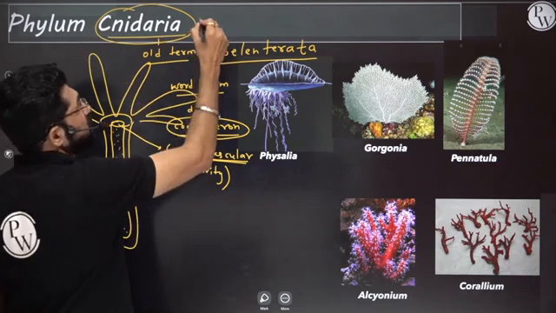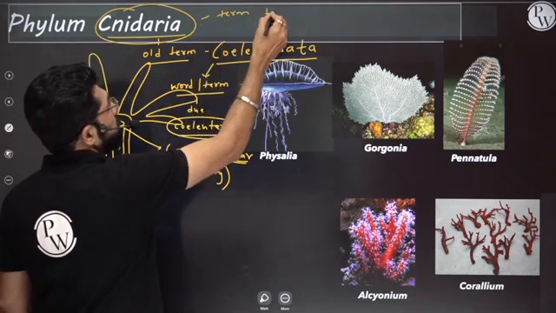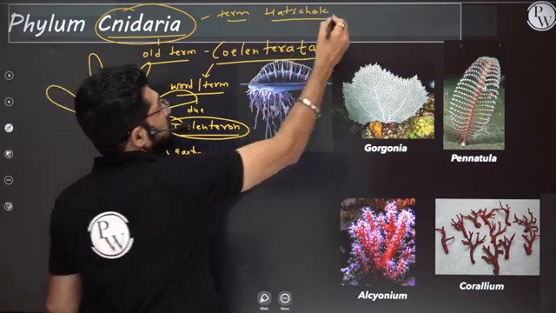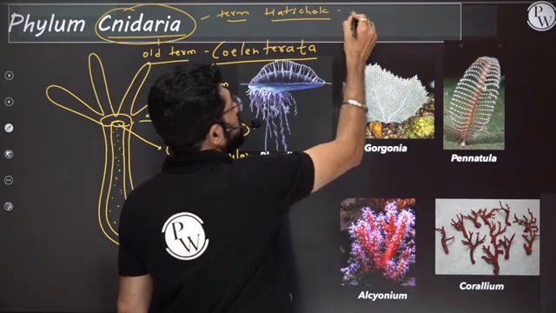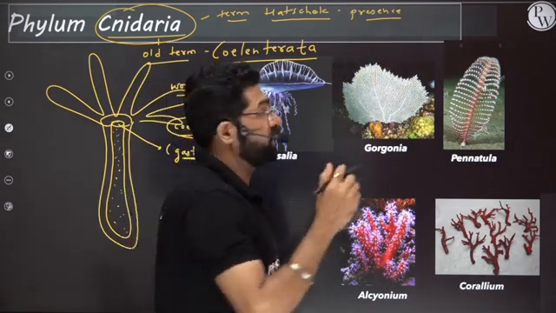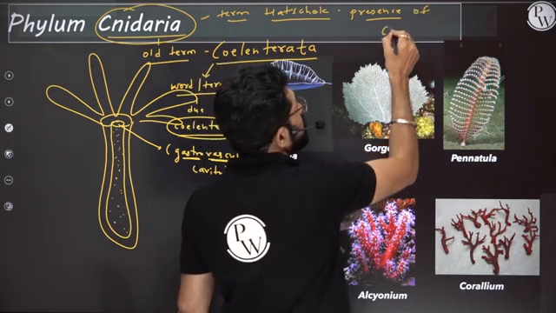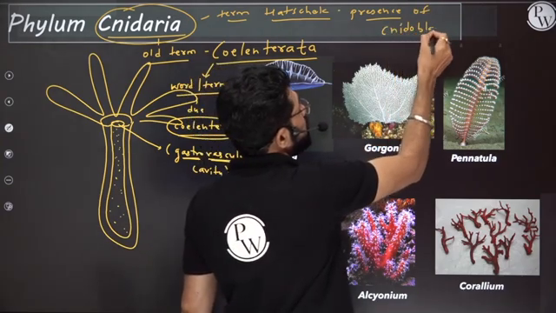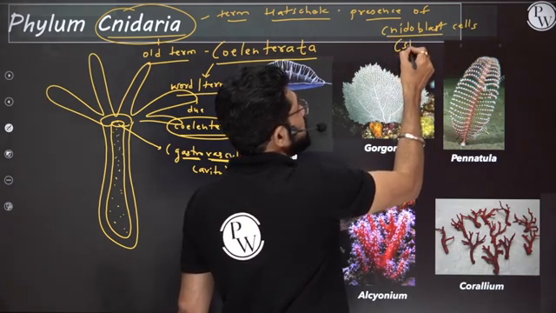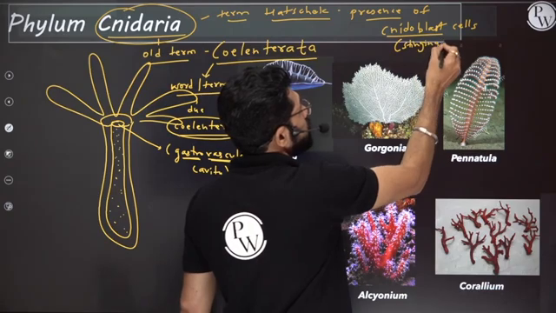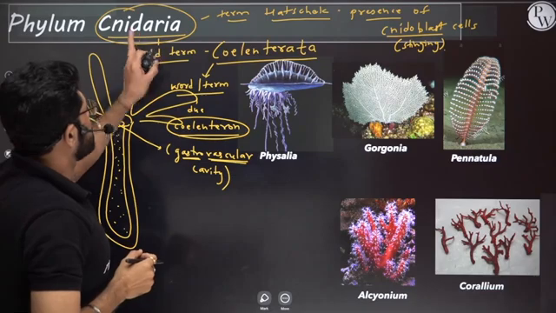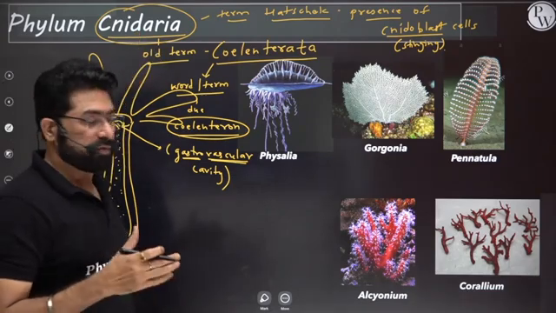This term was given by Hatschek, and the word Cnidaria came due to the presence of cnidoblasts. What are cnidoblast cells? Cnidoblast cells means stinging cells. So those who have those stinging cells will be called cnidarians. Is it okay with you?